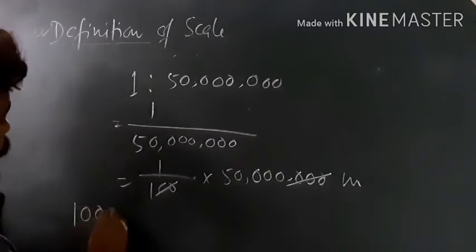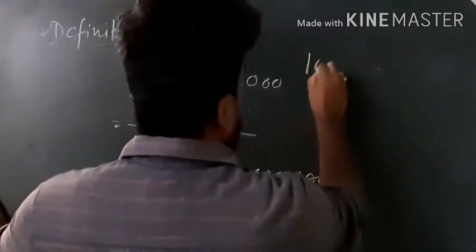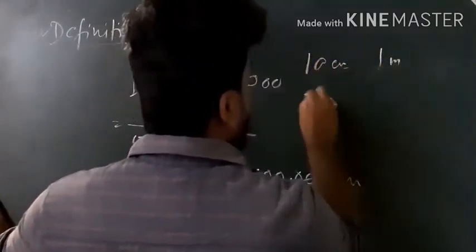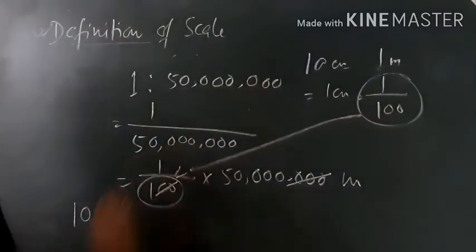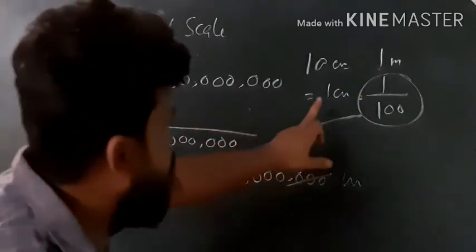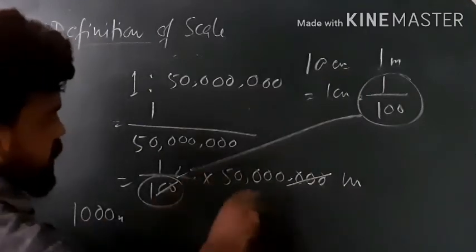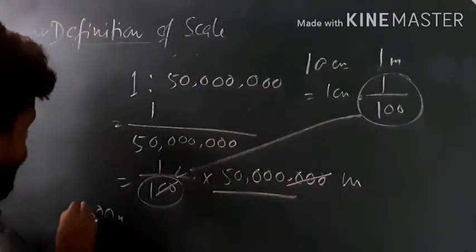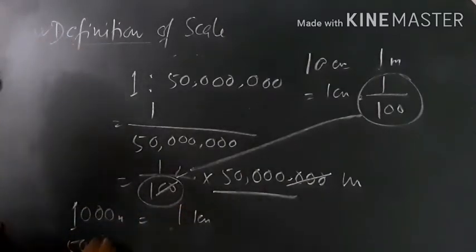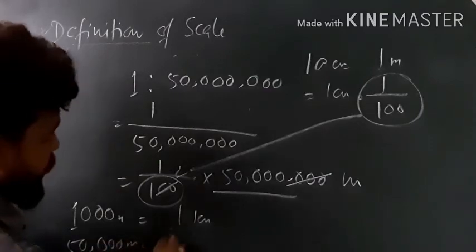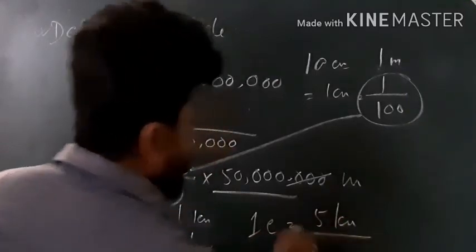Okay. Now what will happen? This 100 came, you know already, no? Because already fraction I have given. 100 centimeter is equal to 1 meter. So 1 centimeter is equal to 1 by 100. So this 100 is this. So if 1 centimeter is equal to 1 by 100, then 50 million centimeter is equal to how much? We have got this answer, 50,000 meter. So if 1,000 meter is equal to 1 kilometer, then definitely 50,000 meter is equal to how much kilometer? 5 kilometer. So now what we are getting? 1 centimeter is equal to 5 kilometer, right?